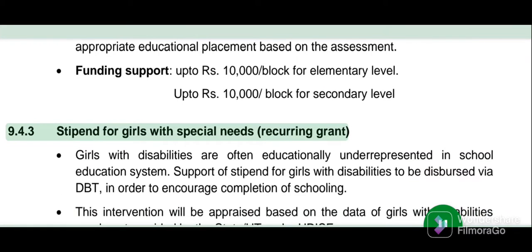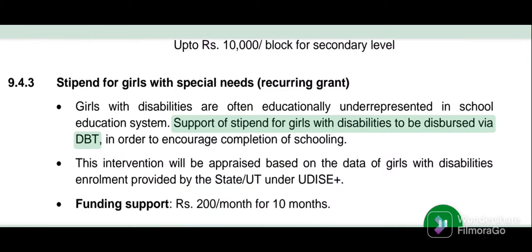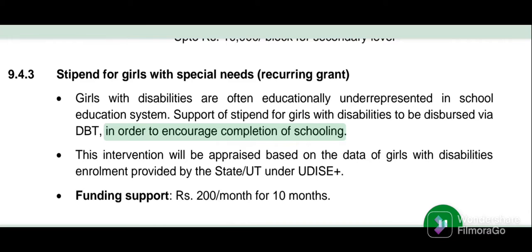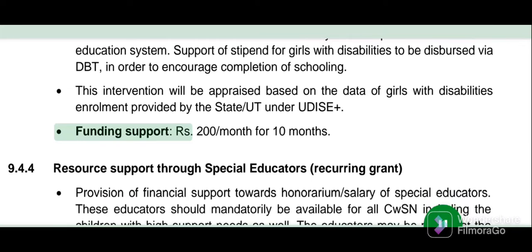9.4.3 Stipend for girls with special needs, recurring grant. Girls with disabilities are often educationally underrepresented in the school education system. Support of stipend for girls with disabilities to be disbursed via DBT, in order to encourage completion of schooling. This intervention will be appraised based on the data of girls with disabilities enrollment provided by the state/UT under UDISE+. Funding support: Rs. 200 per month for 10 months.